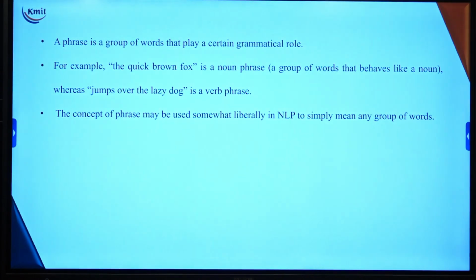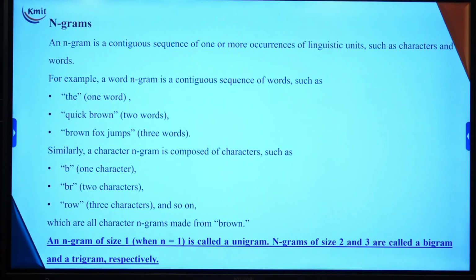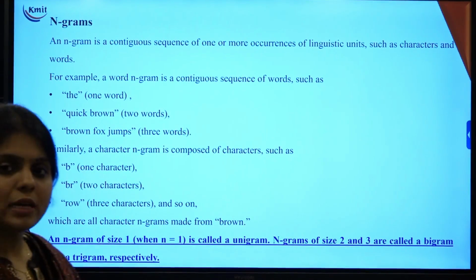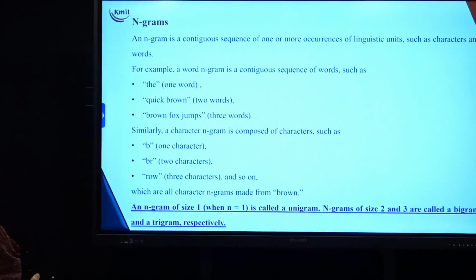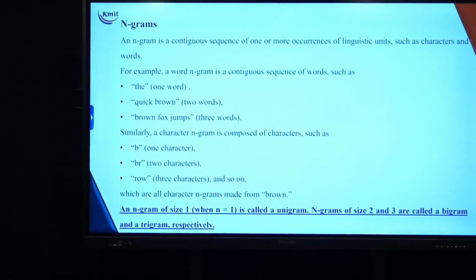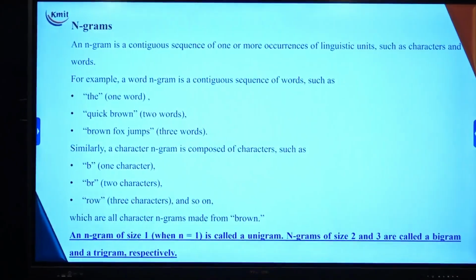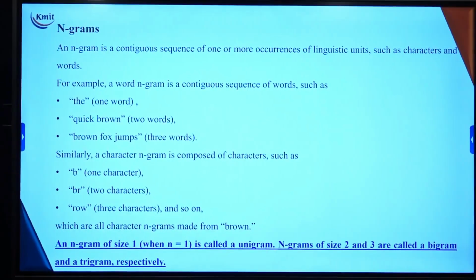So, a group of words that behaves like a noun or a verb. Next we talk about n-grams, the most important terminology that we often come across when you deal with NLP. N-grams are nothing but the contiguous sequence of one or more occurrences of linguistic units such as characters or words.